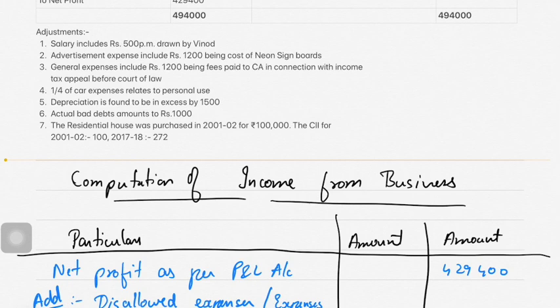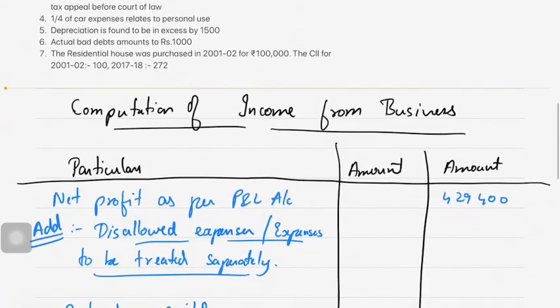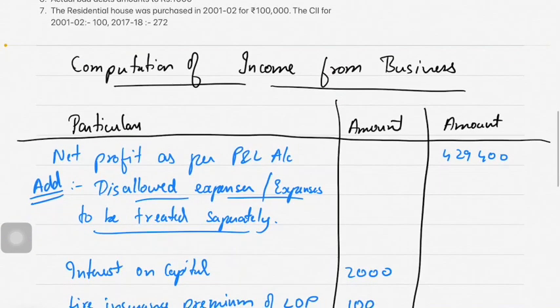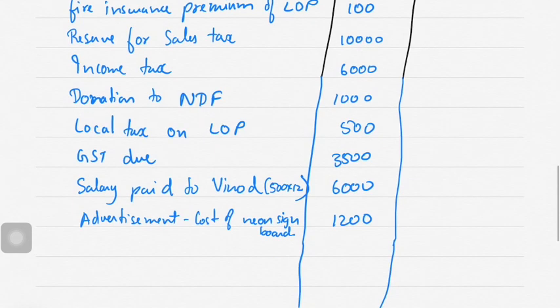Next, 1/4 of car expense relates to personal use. How much is the car expense? Motor car expense is 1000. So 250 is personal use, correct? So 250 can be subtracted. So personal motor car expense, $1000 into 1/4. Okay.